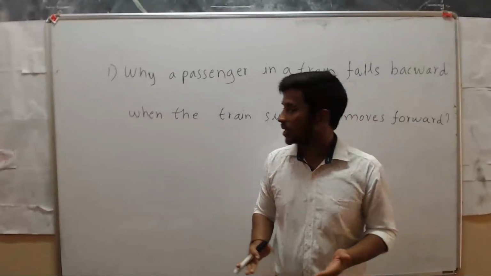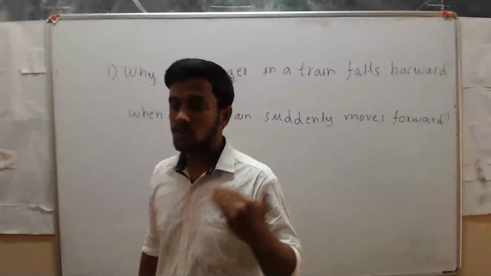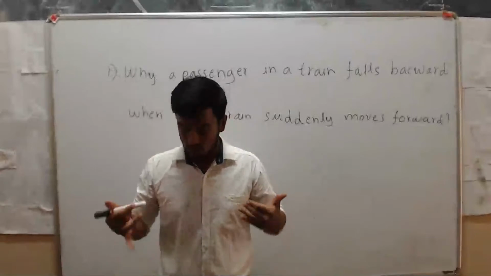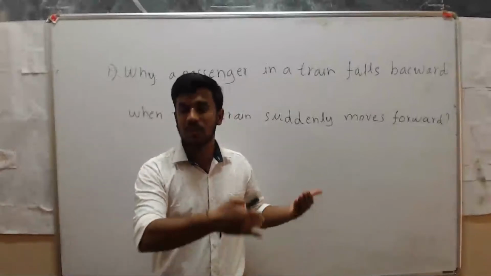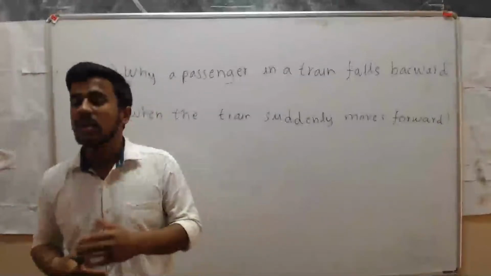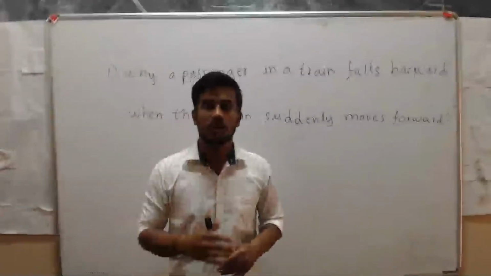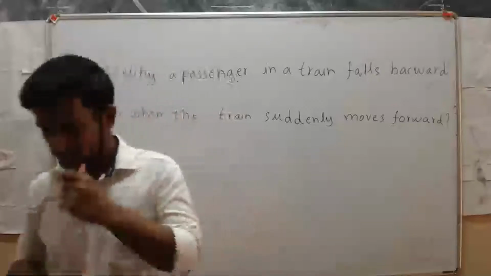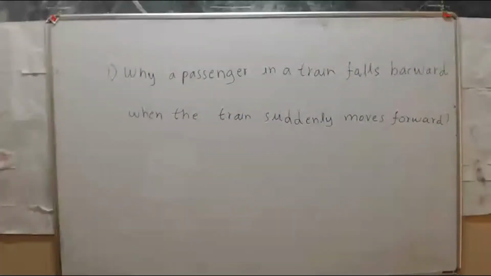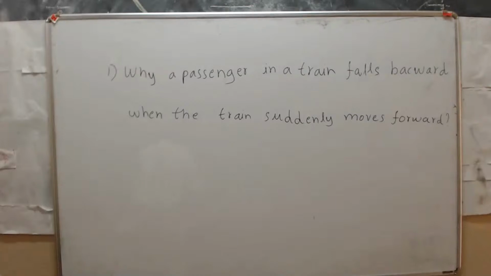Due to the application of force, the train moves forward. But your body is in contact with the train, so your lower body moves along with the train. But the upper body is not in contact, so your upper body tends to remain at rest. Okay. Yes, good. Mr. Srishailiyam answered due to the law of inertia. Yes. Second one.